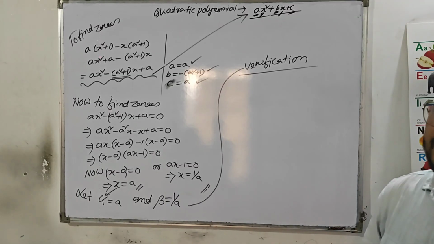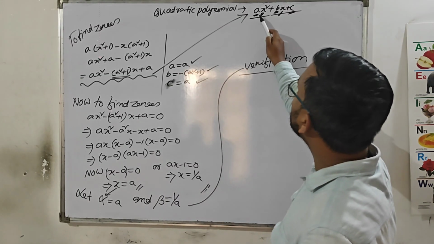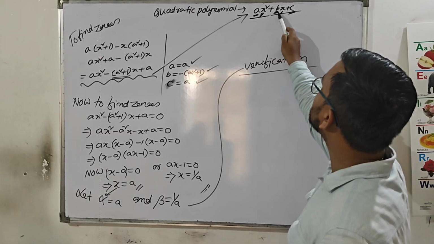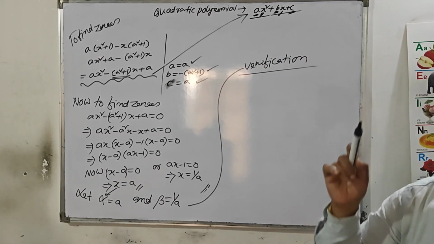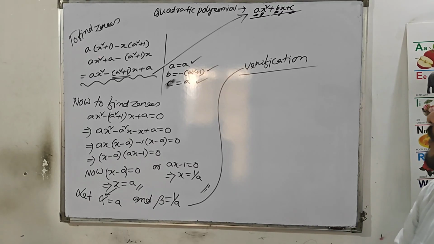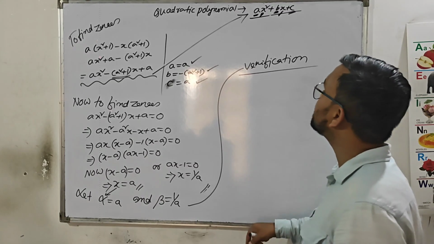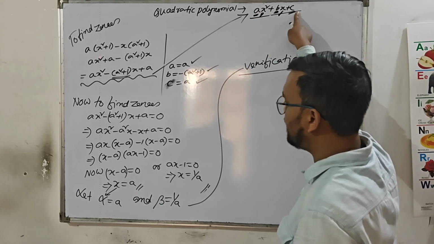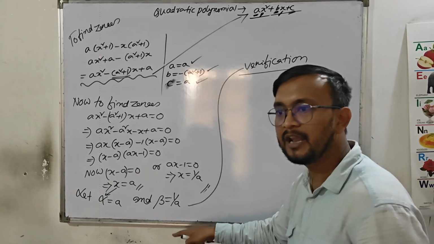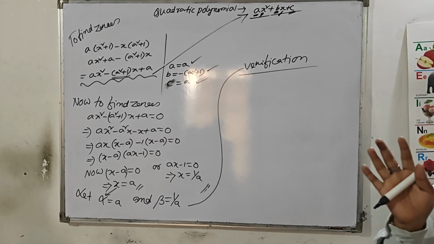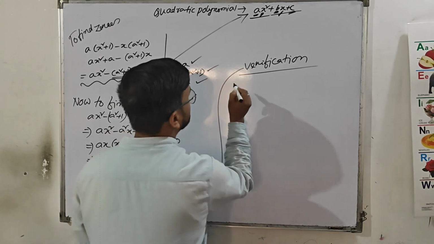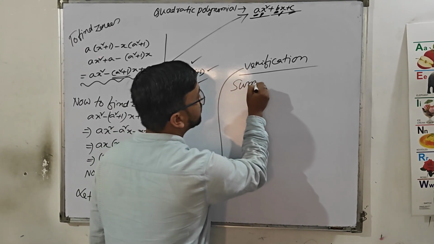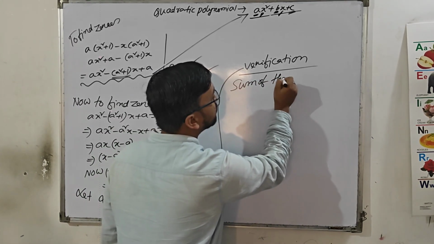Now what are the coefficients? This is coefficient of x square, this is coefficient of x, and the last one c is the constant term. So we have a well-established relationship between this a, b, c and alpha, beta. Let me show you how to establish them here, how to verify them here. Sum of the roots.